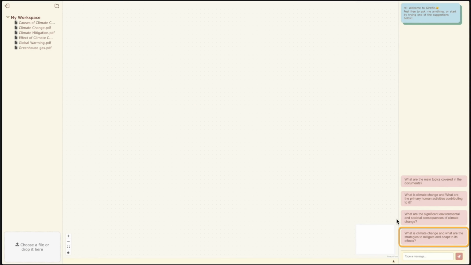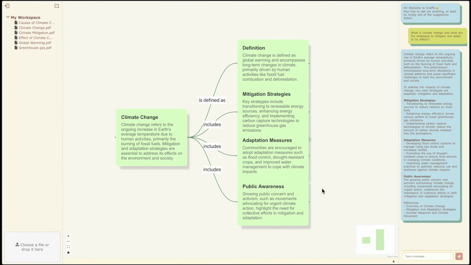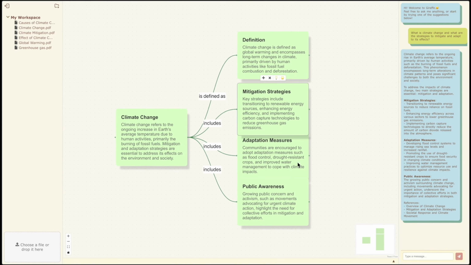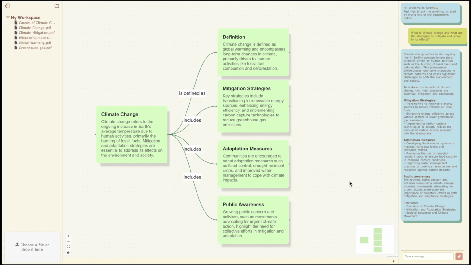To get started, he selects one of the suggested questions in the chat panel. What is climate change and what are the mitigation strategies? MindTrellis generates an initial node diagram that visually represents key topics in a hierarchical structure with labeled relationships between concepts.